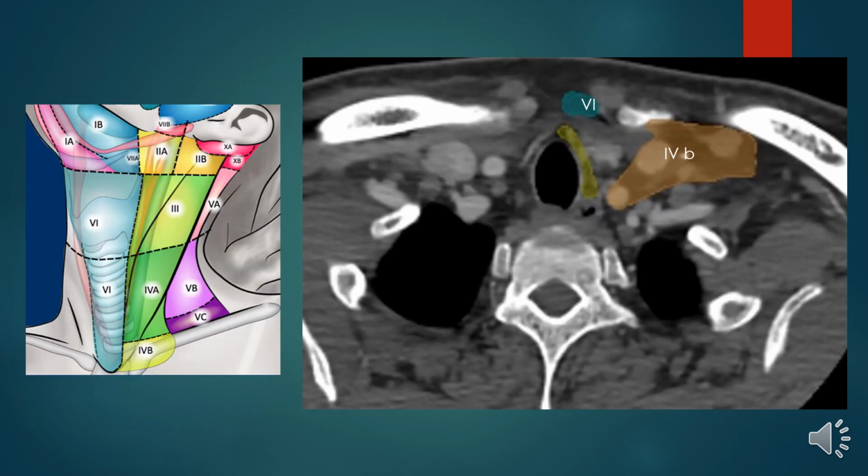Now we are at this supraclavicular level. So anterior to trachea in the midline will be level 6, and in the anterior triangle along the jugular will be level 4B. So we are at this level anteriorly.